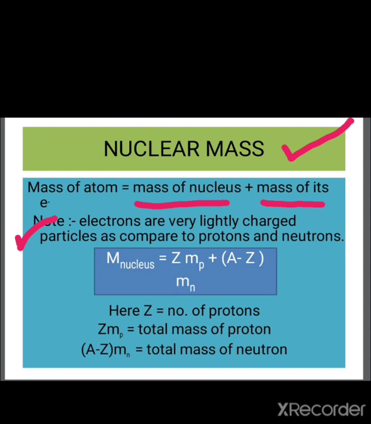So mass of nucleus is given by this formula: Z times Mp plus (A minus Z) times Mn. Here Mp represents the mass of proton, Mn represents the mass of neutron. So Z times Mp represents the total mass of protons. Similarly, (A minus Z) times Mn represents the total mass of neutrons. So here's the whole equation, that mass of nucleus is equal to Z times Mp plus (A minus Z) times Mn.